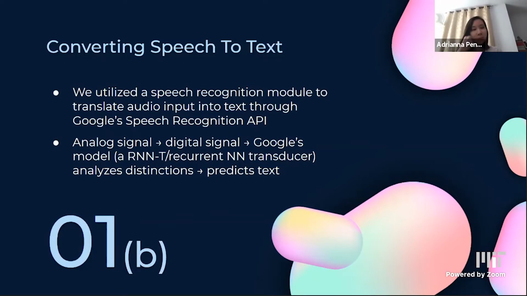To convert speech to text, we utilize the speech recognition module that uses Google's speech recognition API to translate audio input into words. Roughly how this works is that you start with an analog signal, for example your voice, and that gets converted into a digital signal through a microphone, and that gets passed into Google's model, which is an RNNT model, or a recurrent neural network transducer model. RNN models are good at processing sequential data because they maintain a history of all of their past inputs and results. But an RNN transducer model is particularly good for this purpose because it can process them in real time. The model analyzes distinctions, predicts the text, and outputs it.